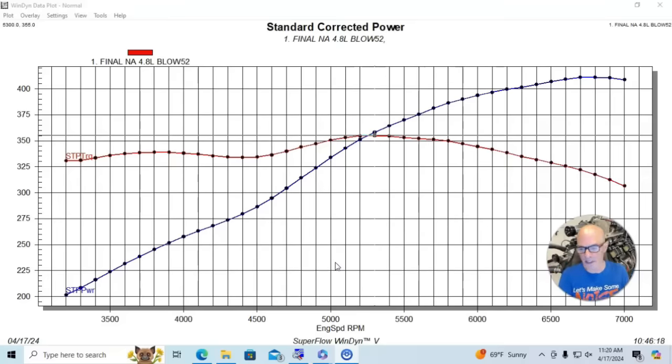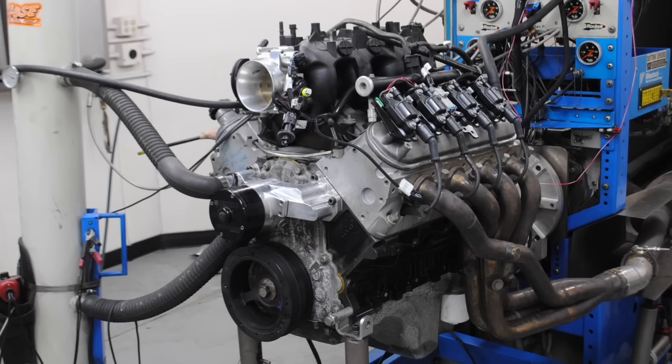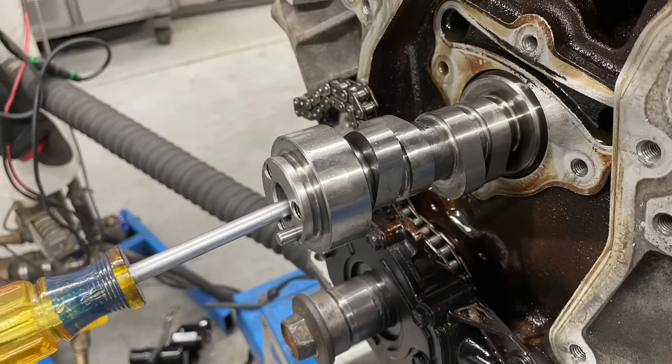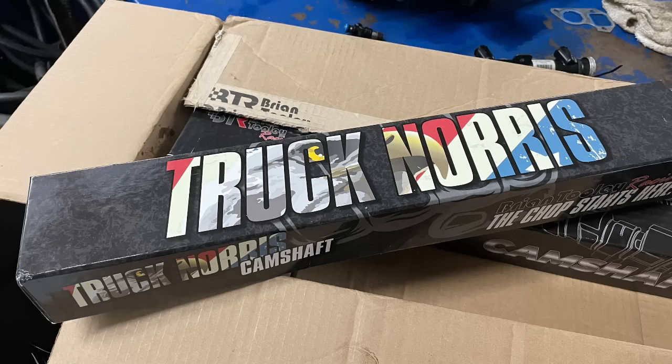So our 4.8 liter was an LR4 junkyard 4.8, like all the good ones are, 706 heads. This one had a camshaft upgrade on it. It was a Brian Tooley Racing Truck Norris NSR camshaft.